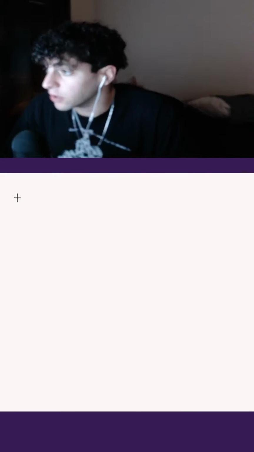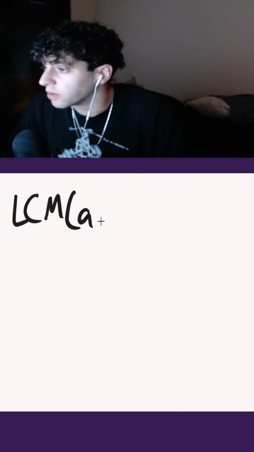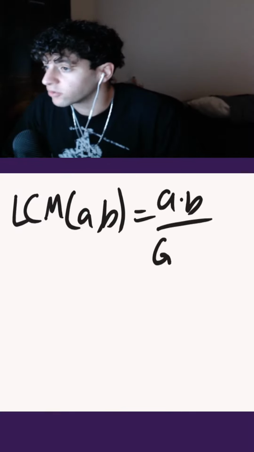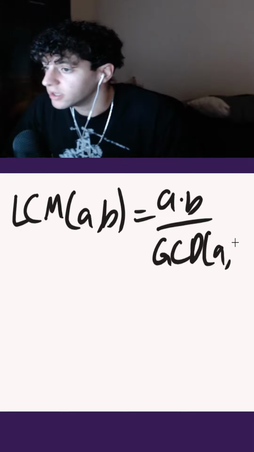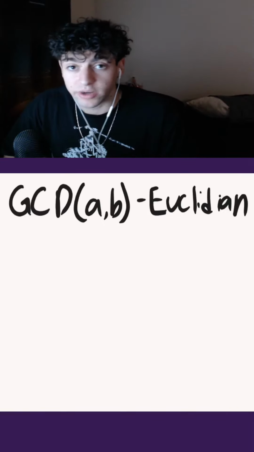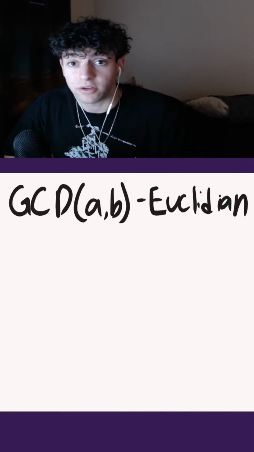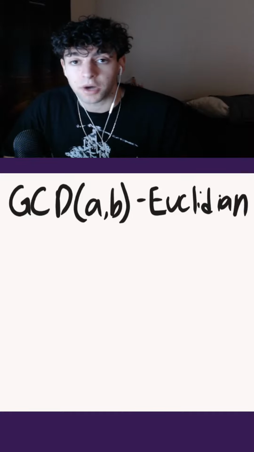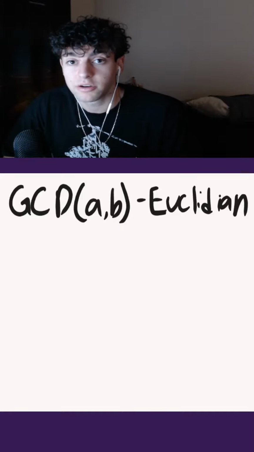So if you remember from middle school, the least common multiple of two numbers A and B is going to equal the product of A and B divided by the greatest common divisor of A and B. So in order to calculate the greatest common divisor, we're going to be using the Euclidean algorithm. And the Euclidean algorithm utilizes the modulo operator. And if you don't know what the modulo operator is, please ChatGPT it.